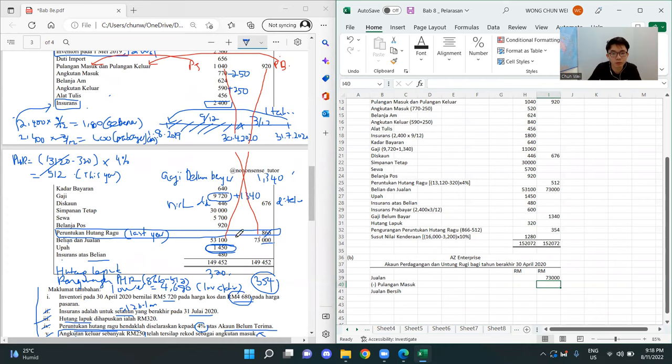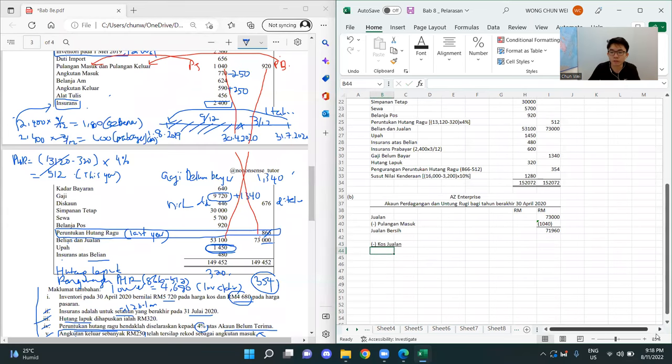Pulangan masuk, pulangan masuk is 1,040. So minus 1,040. So your jualan bersih, 73,000 minus 1,040, you get 71,960. So after your jualan bersih, bracket minus your cost jualan, underline.